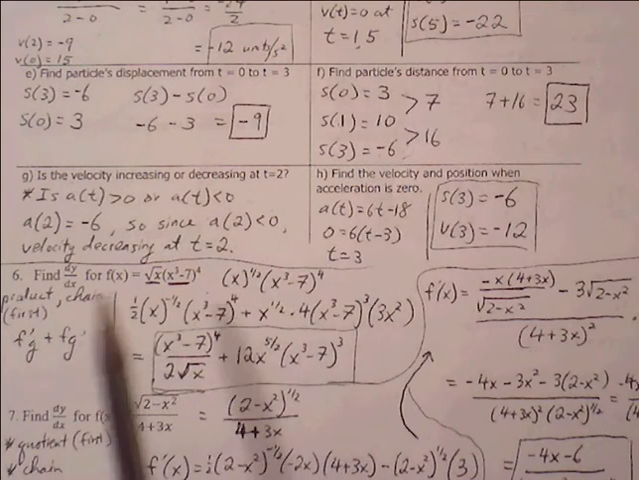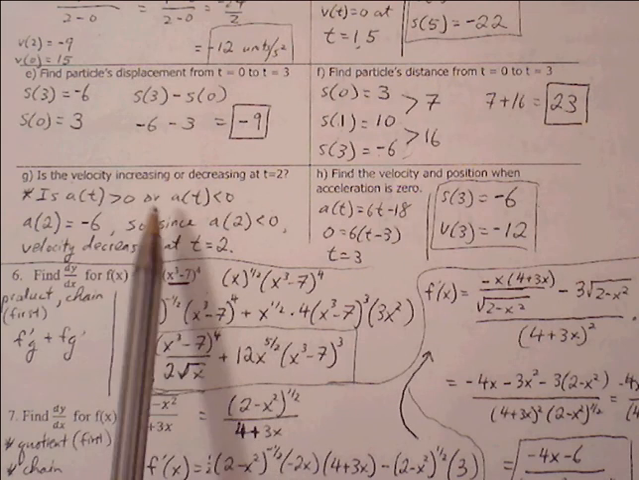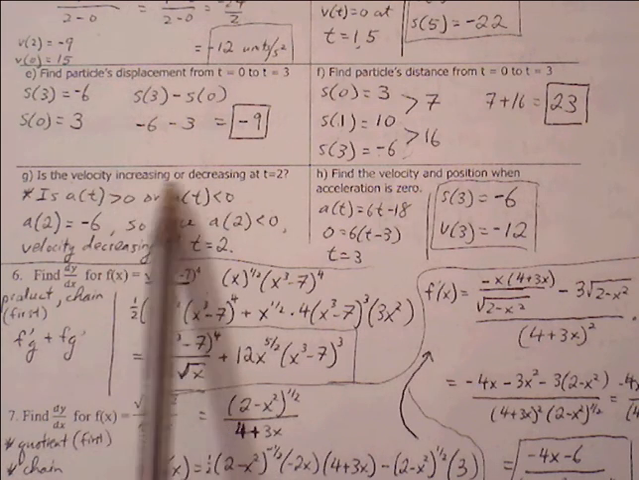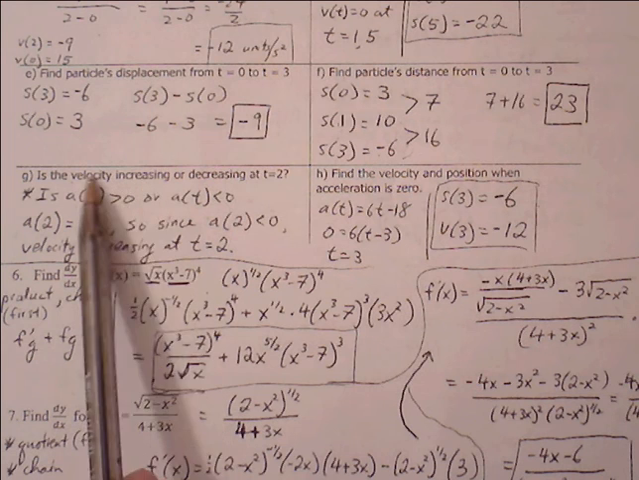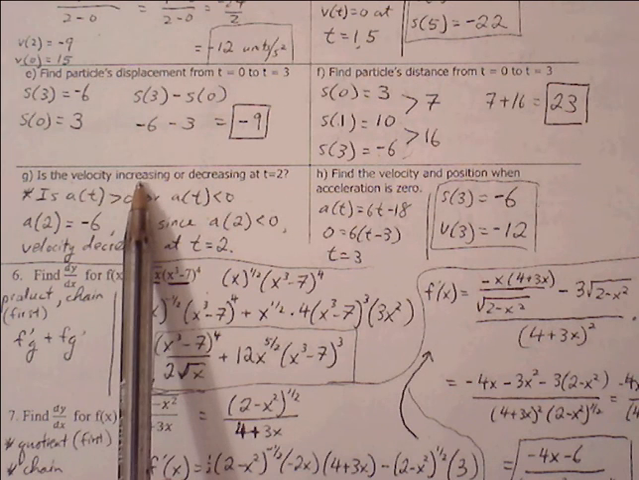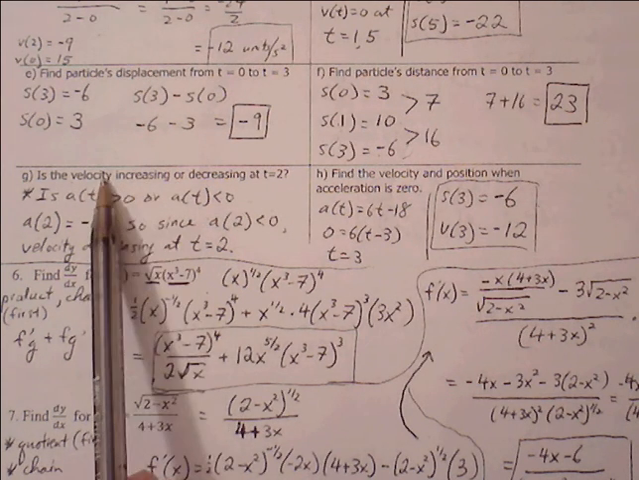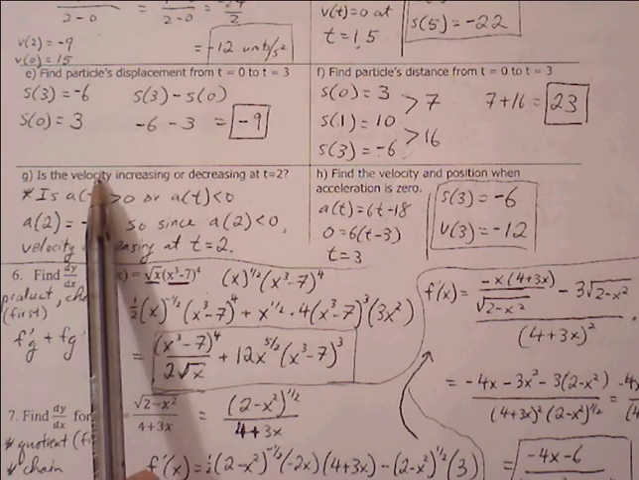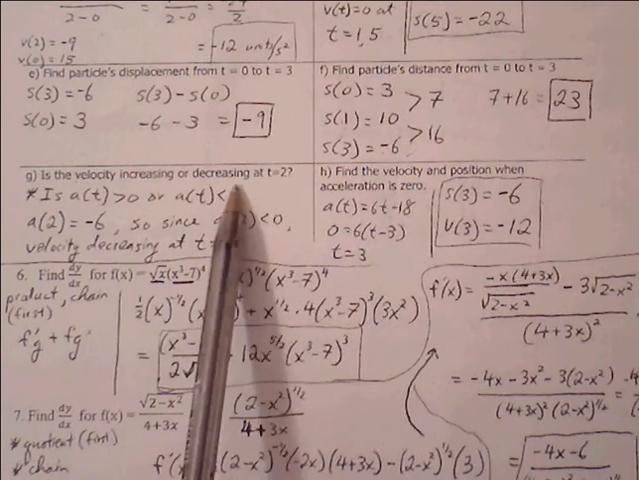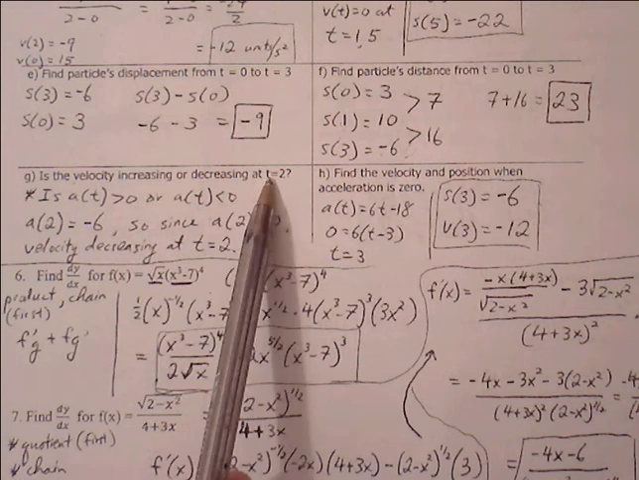For G, is the velocity increasing or decreasing? So we have to be able to interpret this correctly here. Velocity increasing, in other words, this is asking for the rate of change of velocity. Rate of change of velocity is acceleration. So this is asking, is the acceleration positive or negative at t equals 2?